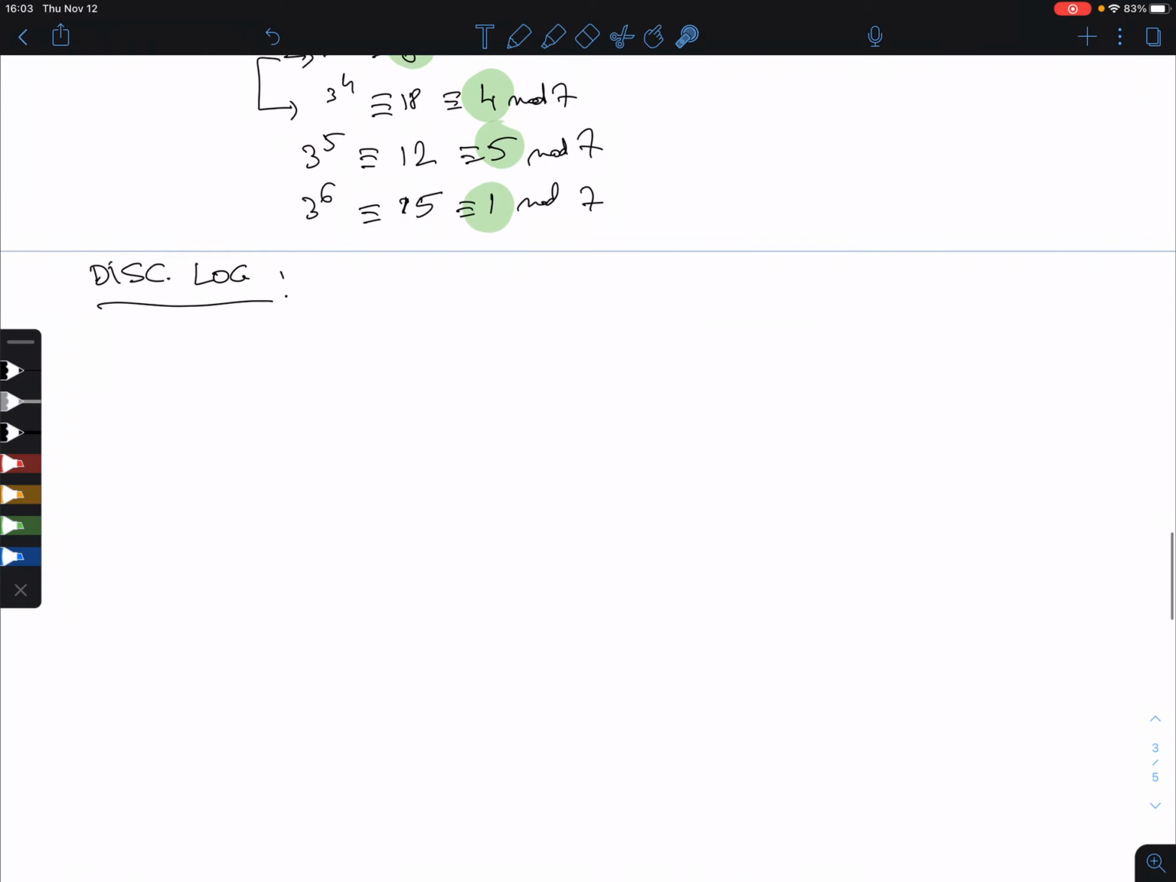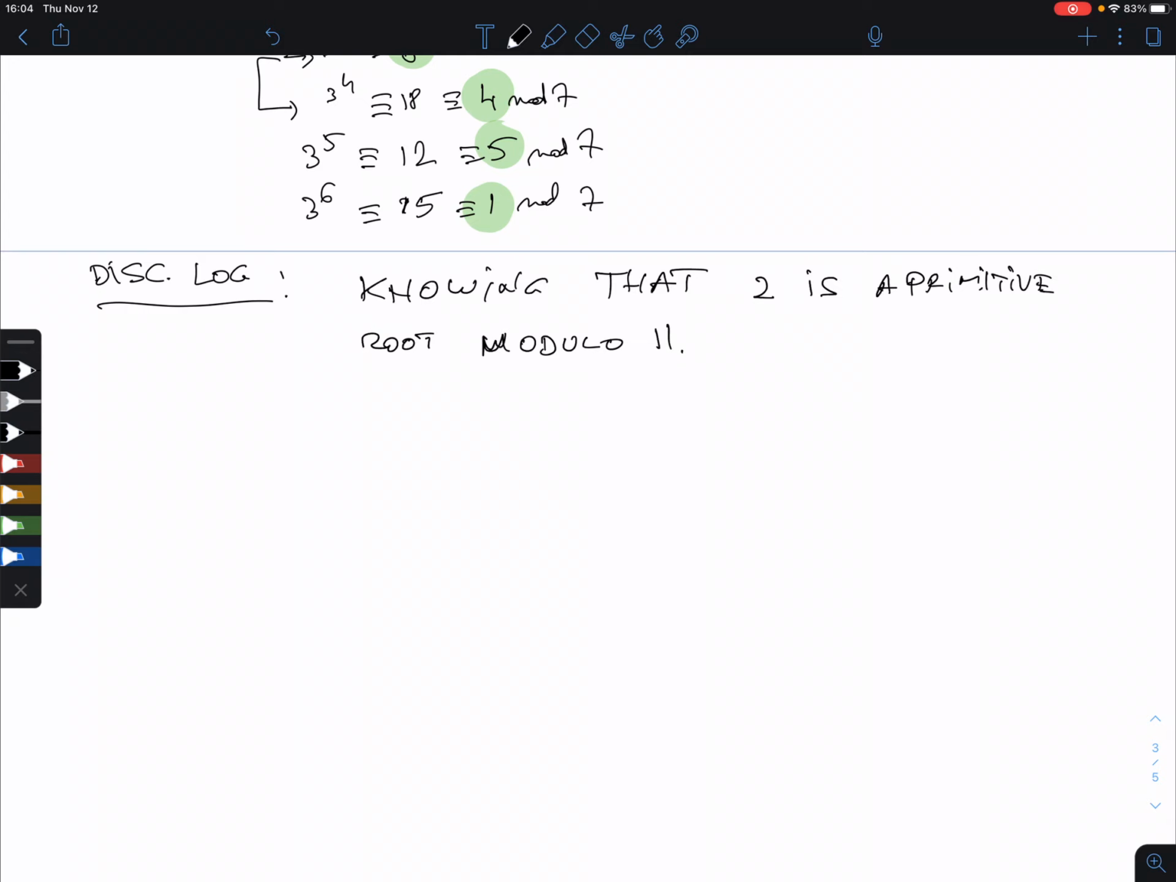Okay. So, now the discrete log. As I said, it's very hard for us to know, but knowing that 2 is a primitive root modulo 11. So, we now assume that it is a primitive root. That is somebody else's problem. Somebody has done the work for us and has shown that 2 is a primitive root modulo 11. So what does this now mean? Knowing that this is true, what can we say?